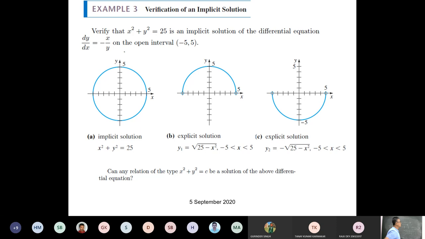Now let me ask you a question. Can any relation of the type be a solution of the above differential equation, dy/dx equal to minus x by y? That they are linearly dependent. Don't think too high. Don't think too high. Just look at the expression.